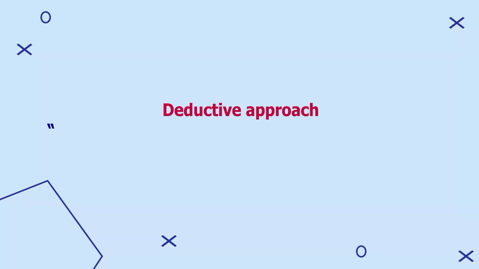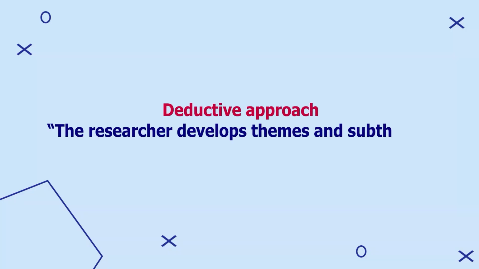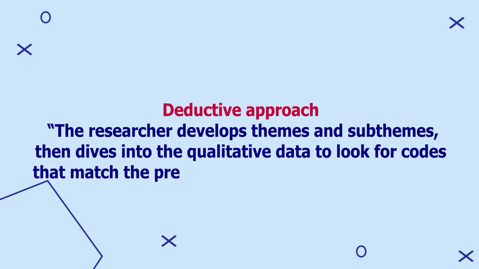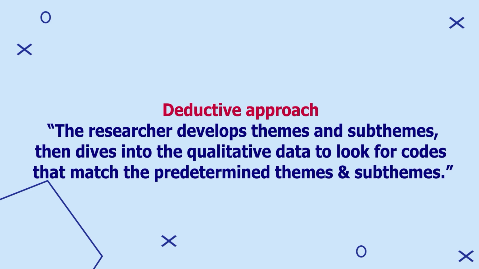The second main approach to thematic analysis is the deductive approach. The deductive approach to thematic analysis involves developing a predetermined set of themes and sub-themes and then diving into the qualitative data to look for codes to match with the predetermined set of themes and sub-themes. If you want to go into detail on the inductive and deductive approaches to thematic analysis, watch my previous video titled Inductive and Deductive Thematic Analysis, Step by Step. There will be a link in the description.